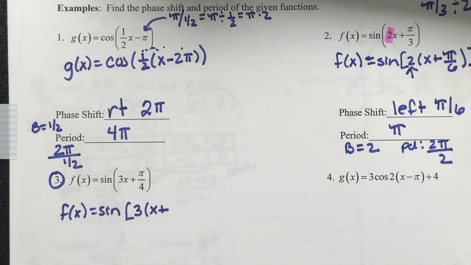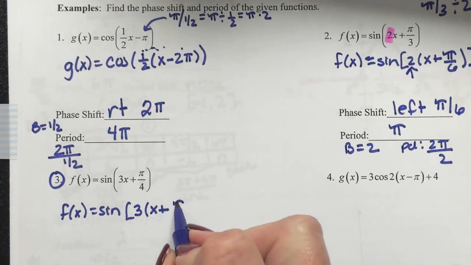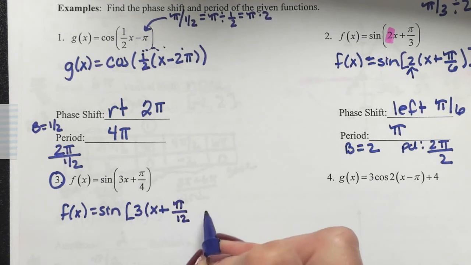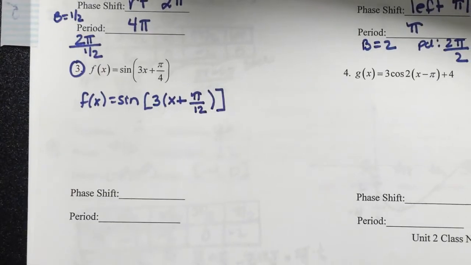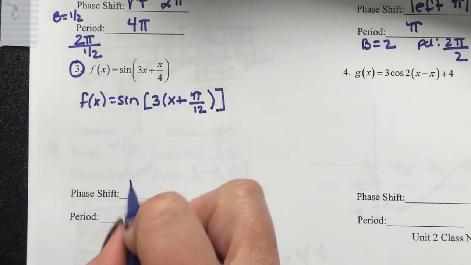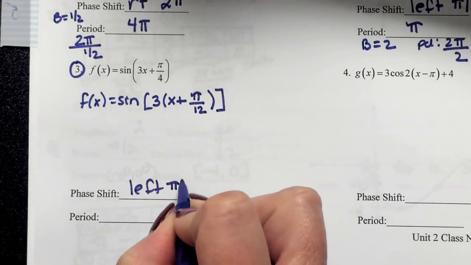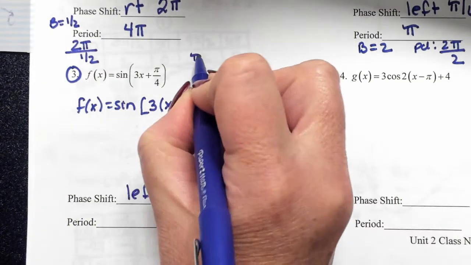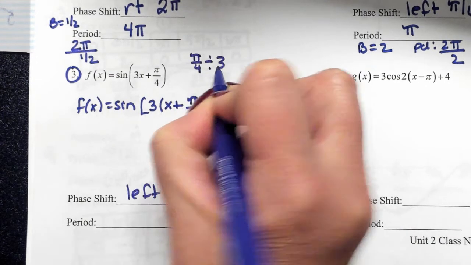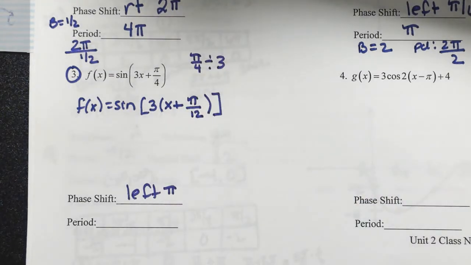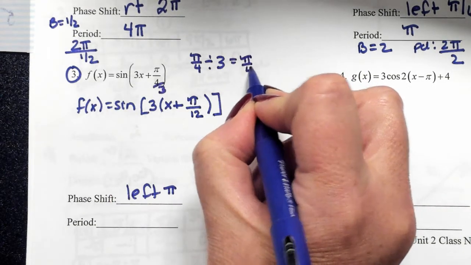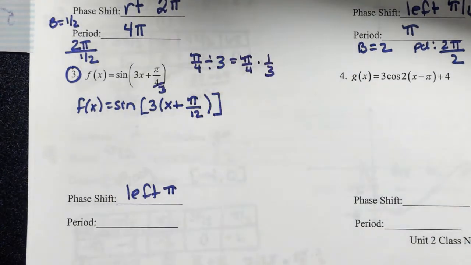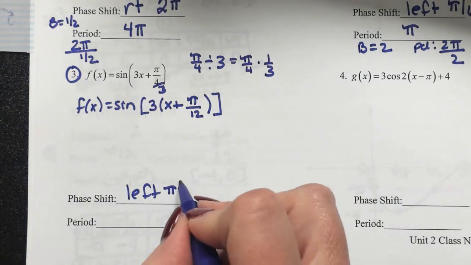So for number 3, guys, what did you get inside the parentheses when you yank the 3 out? It's going to be pi over what? 12. So then what's your phase shift going to be, right or left? Left. Because again, you take pi over 4, you're going to divide it by 3, correct? Because you're always dividing by 3, correct? Now remember, how do you divide fractions? You're going to multiply by the reciprocal. Okay, so it's going to be left pi over 12.